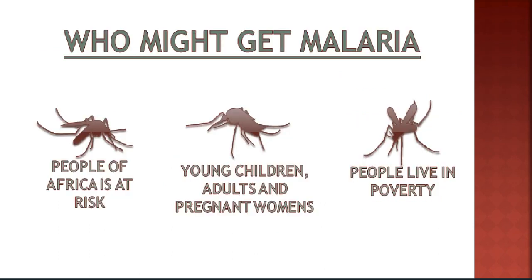Anyone can get malaria, but people who live in Africa have a higher risk of infection than others. Young children, older people, and those who are pregnant have an increased risk of dying from malaria. People who live in poverty and don't have access to healthcare are more likely to have complications from the disease. More than 90% of malaria deaths occur in Africa, and nearly all of the people who die are young children. More than 80% of malaria deaths in the region in 2020 involved children under the age of 5 years old.